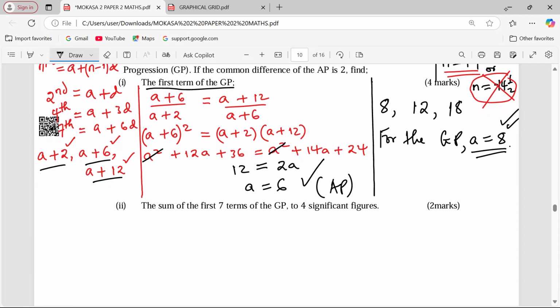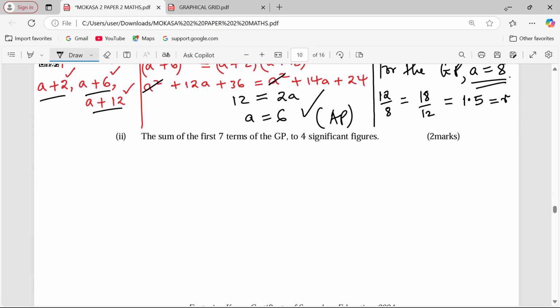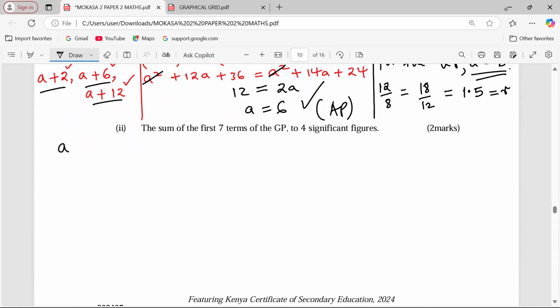With the terms listed that way, we can establish the common ratio. When we take 12 over 8, or we take 18 over 12, are we getting the same? Yes, 1.5. So there is a common ratio of 1.5 in this particular GP. So the GP is having a first term of 8 and a common ratio of 1.5. But now we are trying to find the sum of the first 7 terms of the GP.